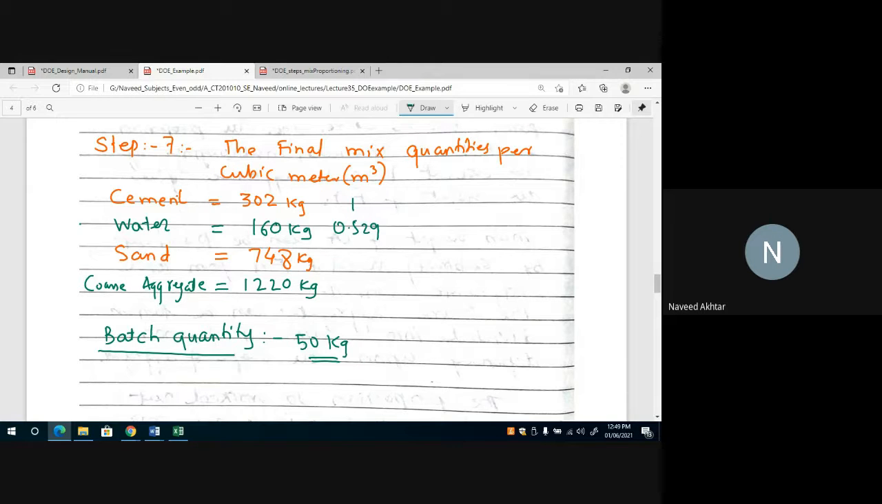Then the sand to cement ratio is 748 divided by 302, that is 2.476. And similarly, the coarse aggregate to cement ratio is 4.03.